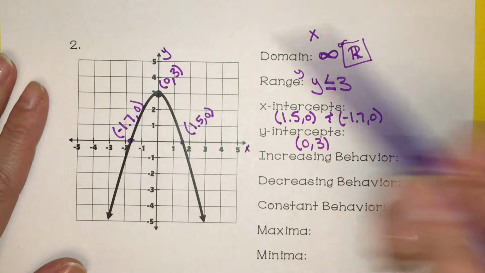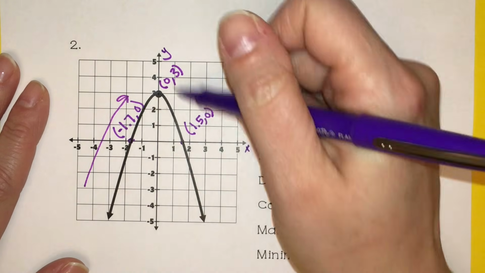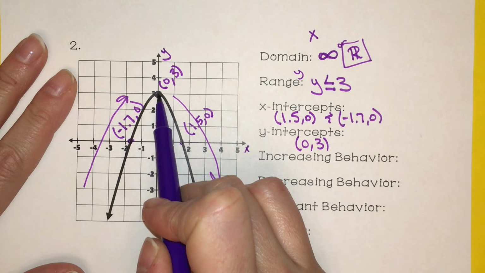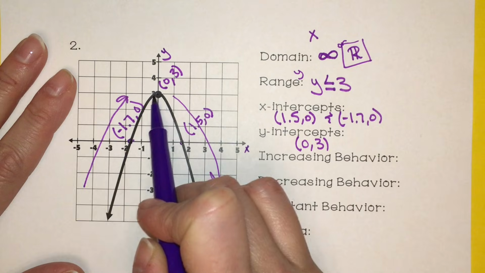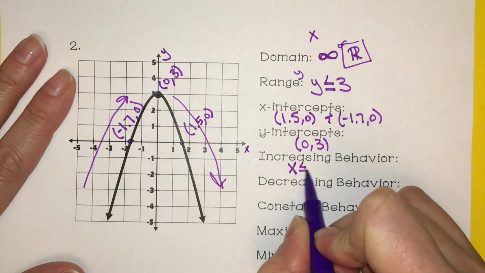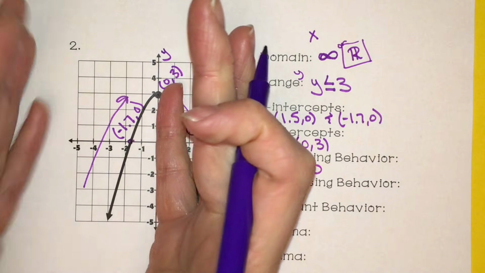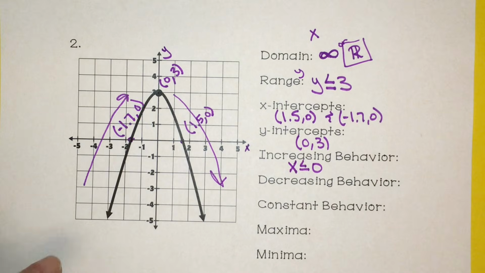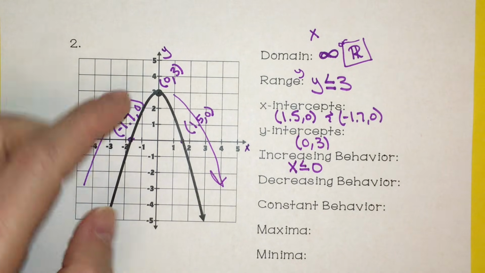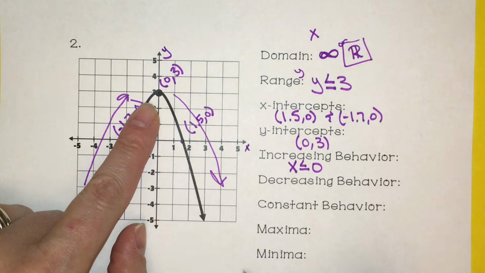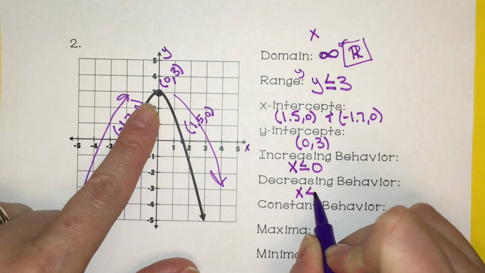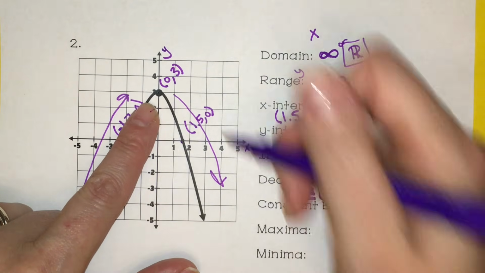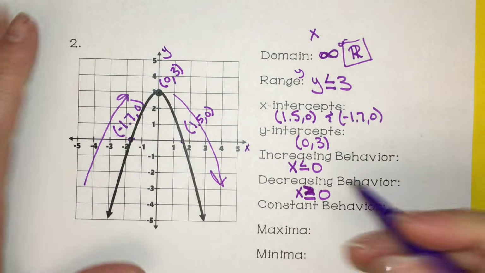All right, increasing behavior. So we are increasing and decreasing. So it's increasing where the x value is less than or equal to 0. Because all of this over here is going to continue going down, so it will be increasing for all the values less than or equal to 0. Decreasing where x is greater than, I wrote it backwards again, or equal to 0. Solid circle, or equal to, it will continue going on. Constant behavior, none.